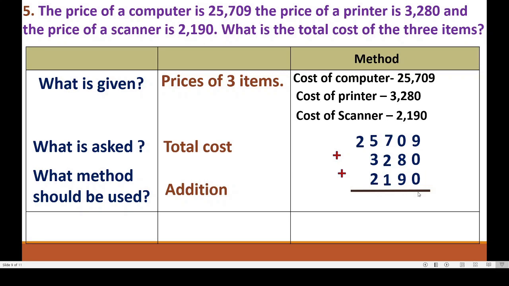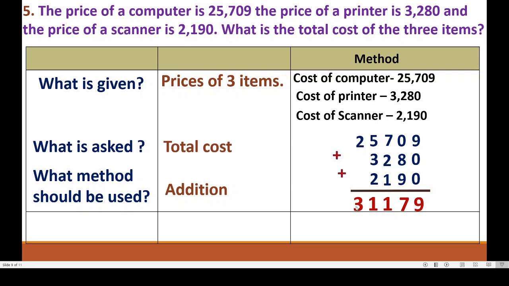Okay. 9 plus 0 is 9. 0 plus 8 plus 9. 8 plus 9 is 17, right? 7 we will write here. 1 is carried over. 1 plus 7, that is 8. 8 plus 2 is 10, plus 1 is 11. 1 we will write here. 1 is carried over. 1 plus 5, that is 6. 6 plus 3 is 9. 9 plus 2 is 11. 1 here again, 1 is carried over. 1 plus 2, that is 3.